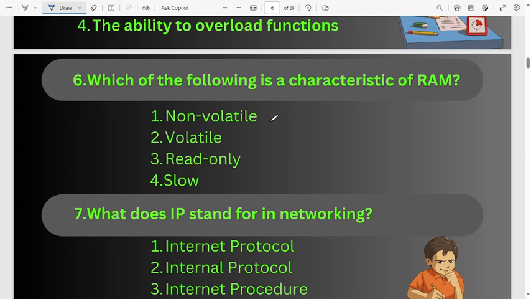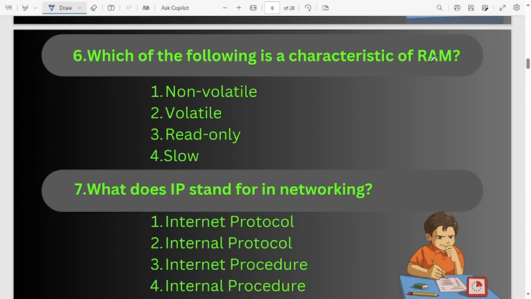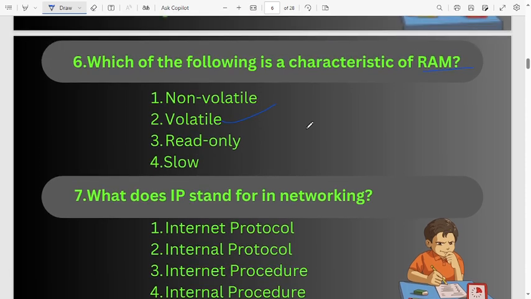Which of the following is a characteristic of RAM, random access memory? The correct answer will be volatile. Volatile means if the power supply goes off, the data will be gone.